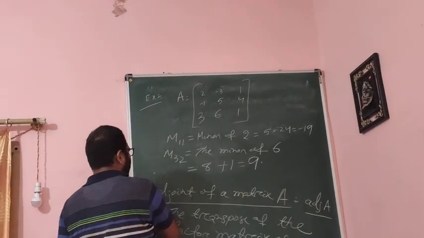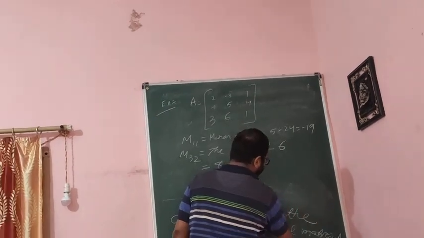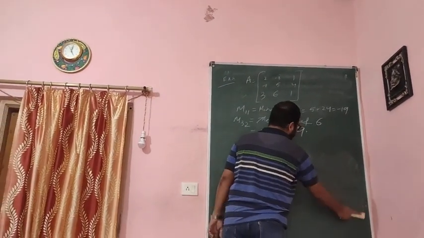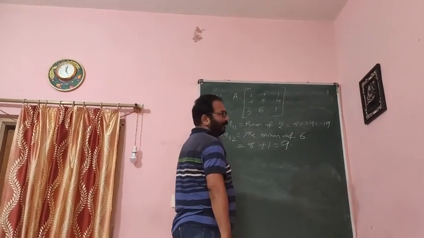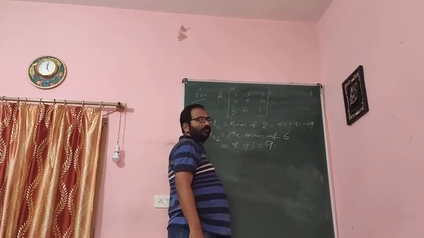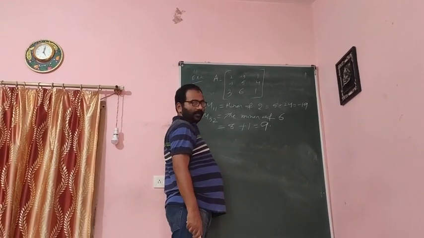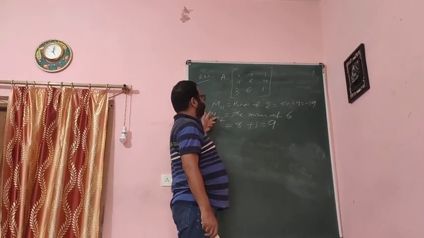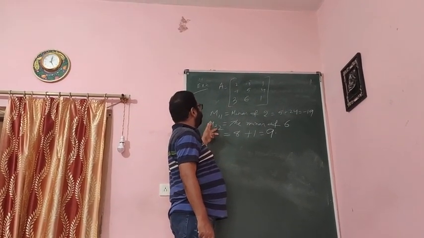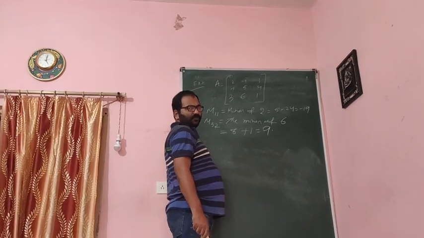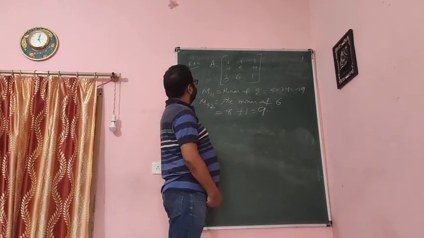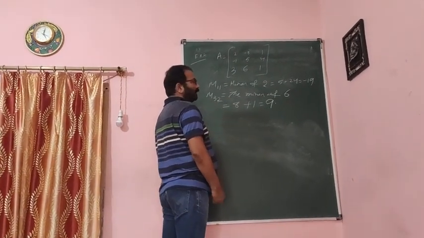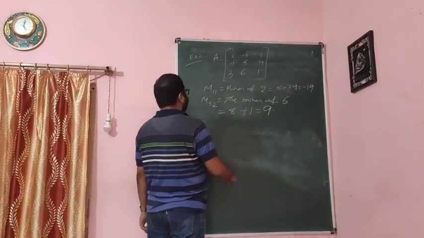So these are the things. Similarly, in a 3 by 3 matrix, we will get 9 minors and 9 cofactors, because for every element we will get the minor and also the cofactor. I have done it for 2 elements, M11 and M32, but all the elements you have to find.